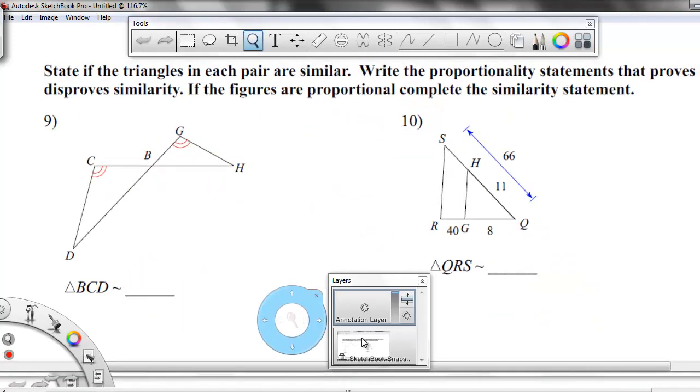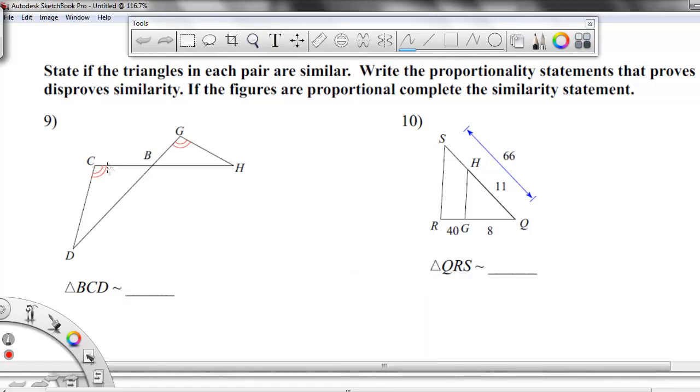So on these two problems, you're supposed to state if two triangles are similar, and there's two ways that you prove similarity. The first one is that you show that two triangles have two congruent pairs of angles. Another one is just by showing that the sides are proportional. The first one, we're going to go for the idea of angles.